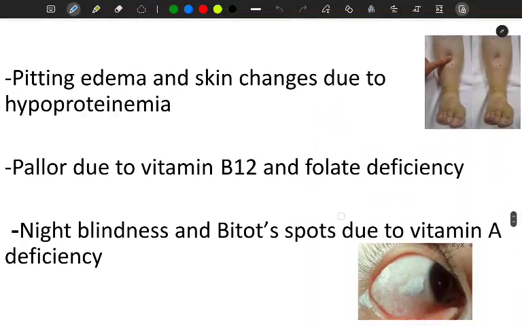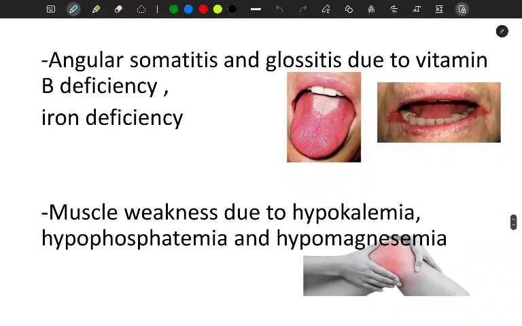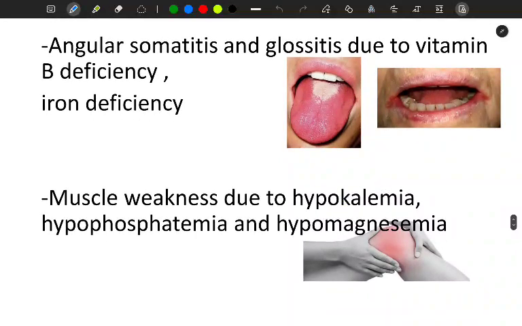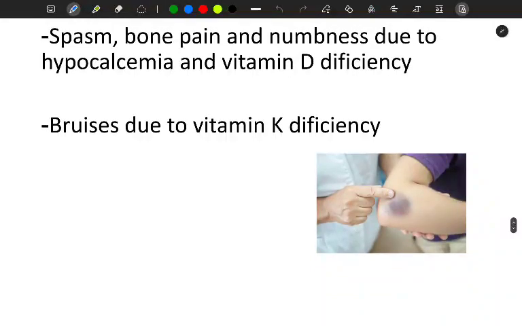Angular stomatitis from vitamin D, iron, and folate deficiency as well. Muscle weakness from hypokalemia, hypomagnesemia, and hypophosphatemia. Spasm, bone pain, and numbness from hypocalcemia, vitamin D, and hypomagnesemia. Bruises are due to vitamin K deficiency, because it's quite important for coagulation factor production.